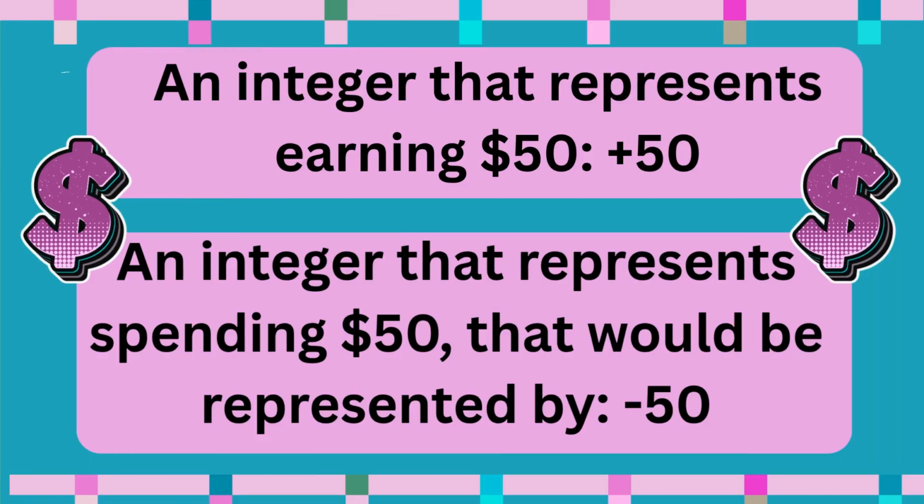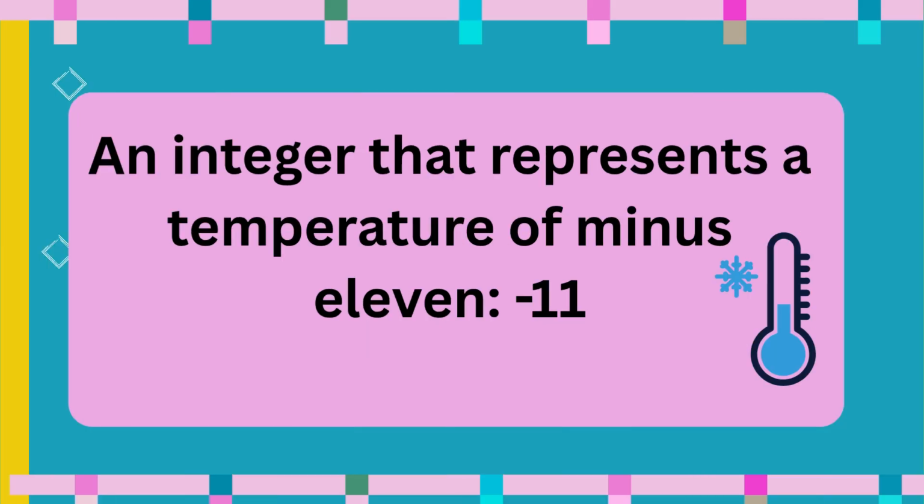Now, let's look at some real-world examples of integers. Integers show up all the time in real life, and understanding them helps you make sense of the world around you. For example, if you're earning $50, that would be represented by +50. But if you're spending $50, that would be represented by -50 because the money is going out instead of coming in. Here's another example. An integer that represents a temperature of -11 degrees would be -11. When temperatures drop below 0, we use negative integers to show just how cold it is.